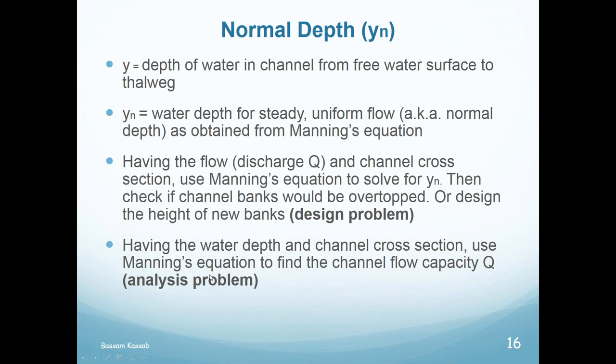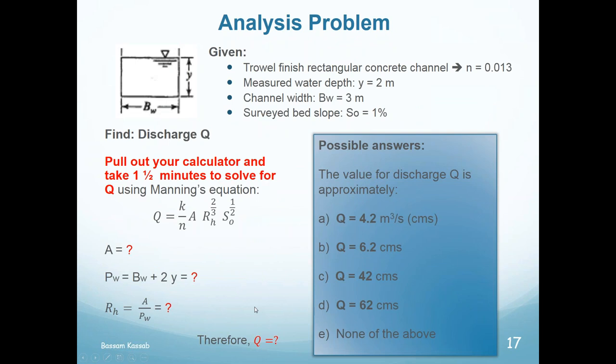But if you are analyzing the channel, the last bullet, you have the depth of water that you observed in the field, and you know the cross section, and you know everything about the channel, like the bed slope and Manning's N. You use that to find Q. So if you're analyzing the channel, your goal is to find the flow that was in the channel when the depth was at level Y. But if you are designing the channel, you are trying to find that level for a certain flow. You could be designing for the 10-year flow, the 5-year flow, or the 100-year flow. It depends on the company you are designing for and what they want to design for.